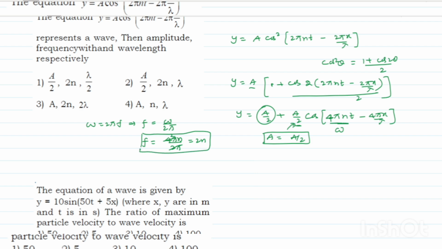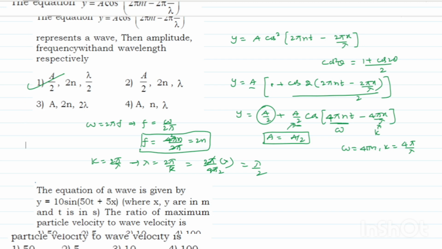Next they are asking for the wavelength value. k equals 2 pi by lambda, so lambda equals 2 pi by k. Here, instead of k we have 4 pi by lambda, and omega equals 4 pi n. Bringing 2 pi into the numerator, we get lambda by 2. This is the k value. So the wavelength is lambda by 2, amplitude is A by 2 and frequency is 2n, and lambda by 2 is the correct answer.